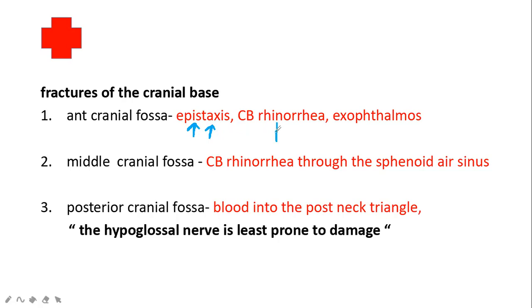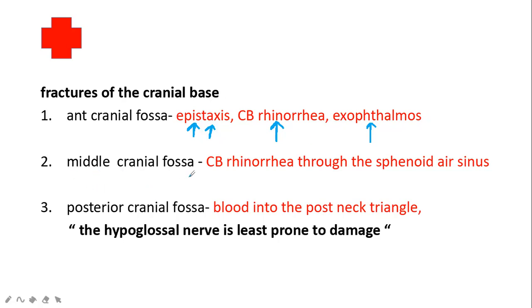We can have cerebrospinal fluid also leaking through the nasal cavity. That is called cerebrospinal rhinorrhea. We can also have that all of these fluids and blood leaking into the orbital cavity that causes outward bulging of the eye. That is what we call exophthalmos.